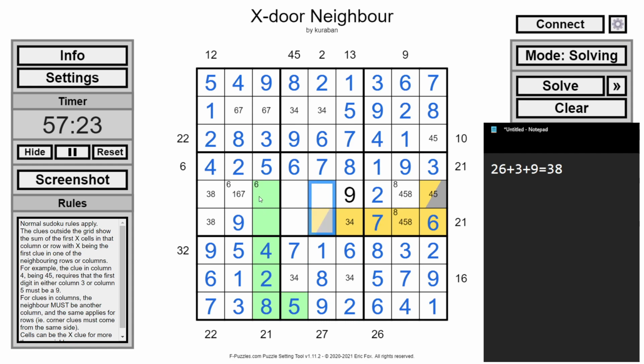Okay, so let's look at this. This must be 5 long, which means this must be a 7. That's what I said earlier.